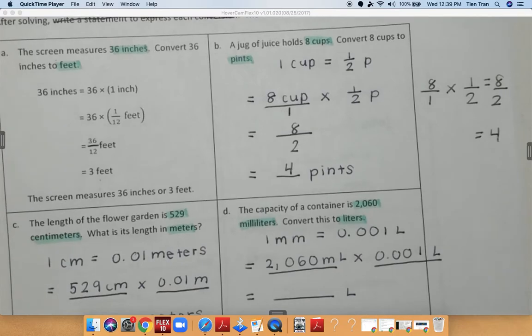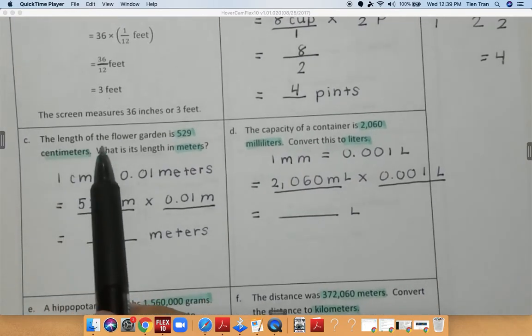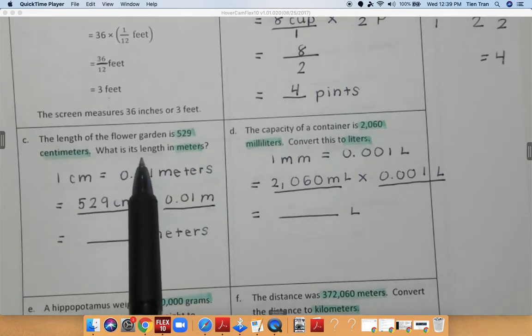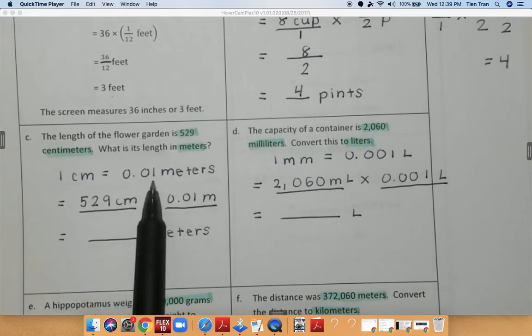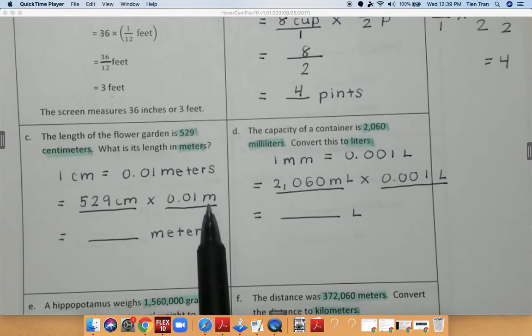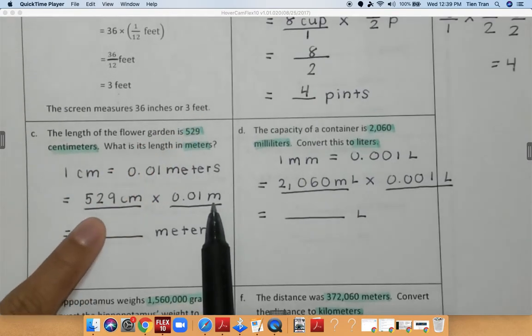Okay? Now we're going to move on to problem C. Problem C says here, the length of the flower garden is 529 centimeters. What is its length in meters? So 1 centimeter is equal to 0.01 meters. So I'm going to multiply 0.01 meters by 529. That's where I'm getting that number from.